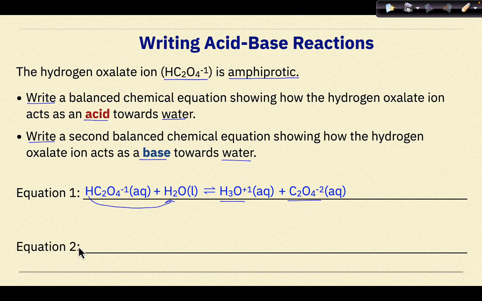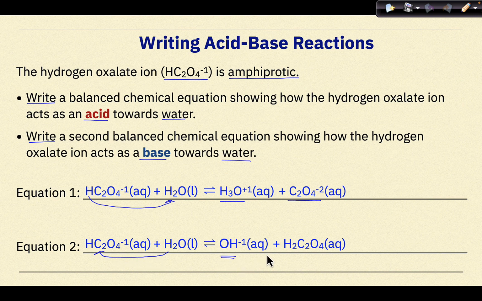In the second equation, the hydrogen oxalate ion is going to act as a base. So we write our ion, then water, and as a result, we're going to form the hydroxide ion and oxalic acid. So in this case, water is donating one of its hydrogens to the hydrogen oxalate ion. As a result, we form the hydroxide ion and oxalic acid. So the difference between the hydrogen oxalate ion and oxalic acid is again 1 hydrogen.